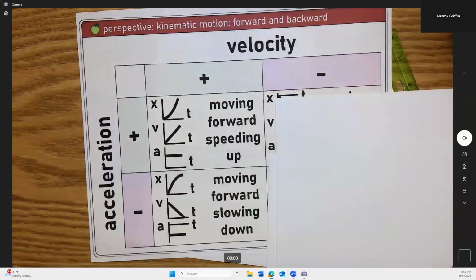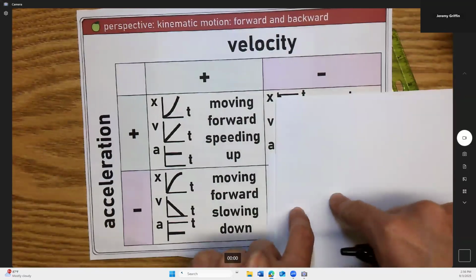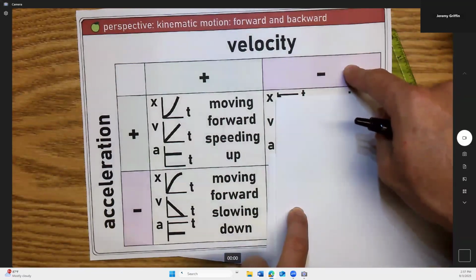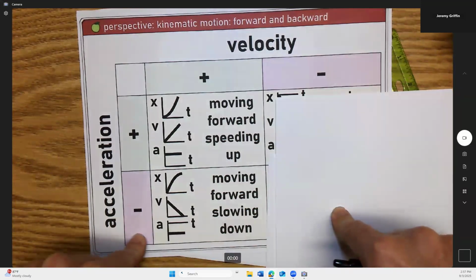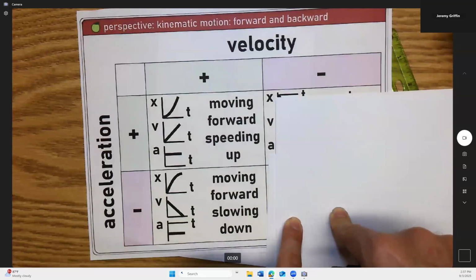How about what if it's negative, negative? Let's do this quadrant right here. If you have negative velocity, you're moving which way? Backward. Yeah, backwards. So now the car's in reverse. And if the acceleration is also in the same direction, negative, negative, that means you're moving backwards doing what? You're speeding up backwards. So you've got the car in reverse, faster, faster, faster.